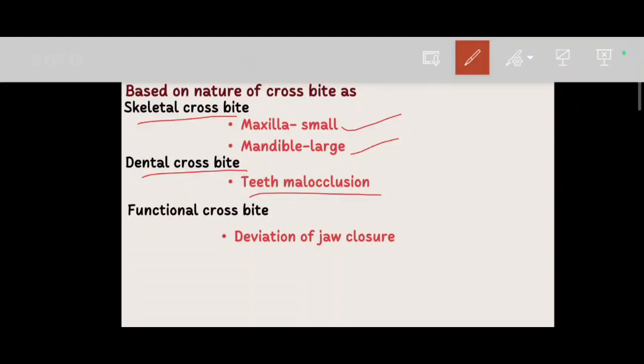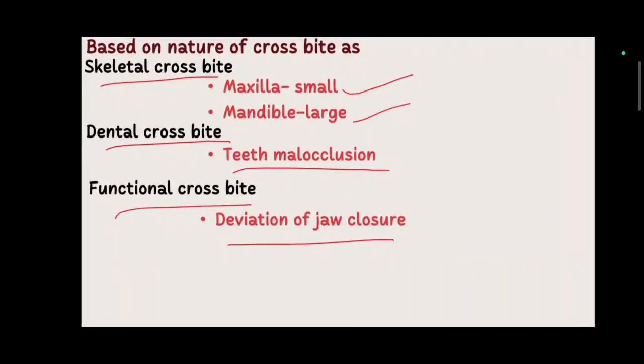The third one is the functional crossbite. This occurs due to deviation during jaw closure. So the patient shifts the mandible while closing the mouth. The deviation of the jaw on closure is included in functional crossbite. So if the mandible is very large, is it skeletal or dental crossbite? The answer is skeletal crossbite.